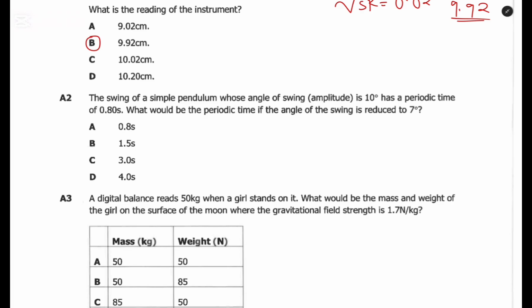So therefore, here it remains the same, and the answer is A. So it remains the same, nothing changes. So the amplitude does not affect the period of the simple pendulum. So the answer therefore is A.